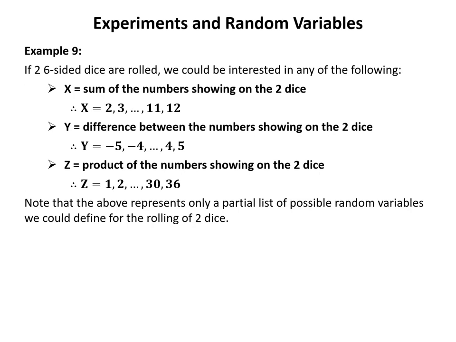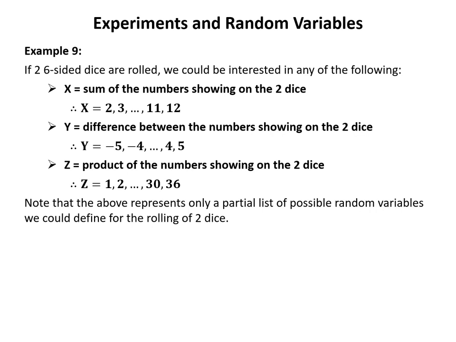In example 9, we look at the experiment where 2 6-sided dice are rolled, and we may be interested in any of the following as random variables, and this is just a list of 3 possibilities. For example, x could be the sum of the numbers showing on the 2 dice, which we've already been talking about, and that would be the list of all values from 2 through 12, all the integers between 2 and 12 inclusive.